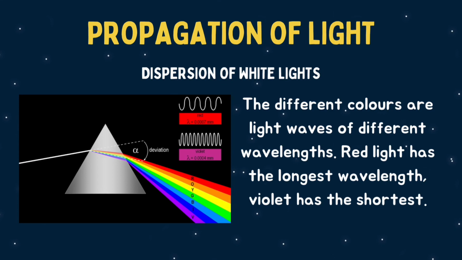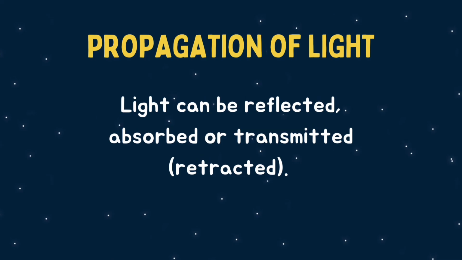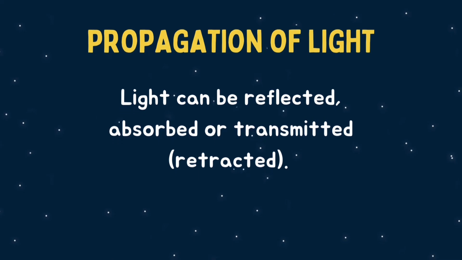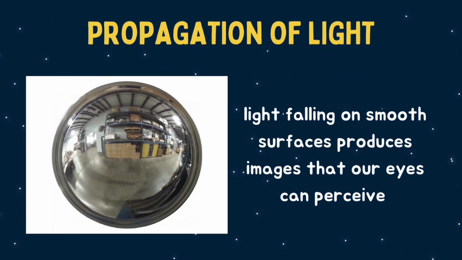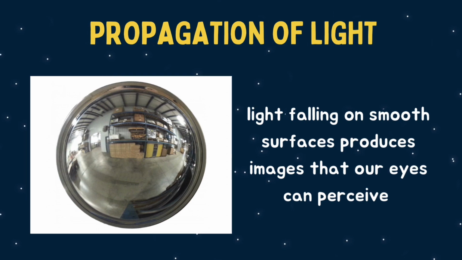Next is dispersion. Ito ang paghihiwalay ng mga components ng visible light sa spectrum nito dahil sa pagkakaiba ng kanilang degrees of refraction. Light can be absorbed or transmitted. When light falls on a smooth surface, it produces an image that our eyes can perceive.